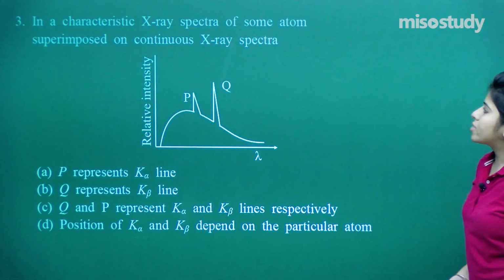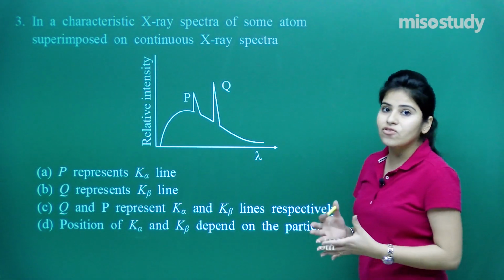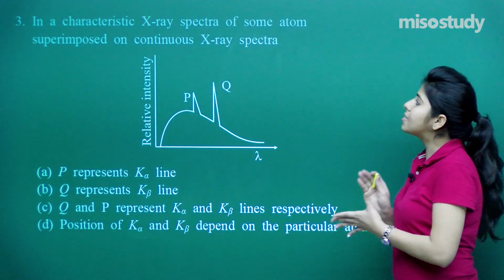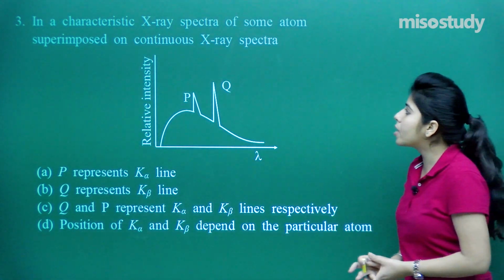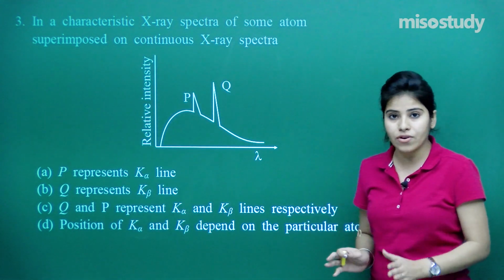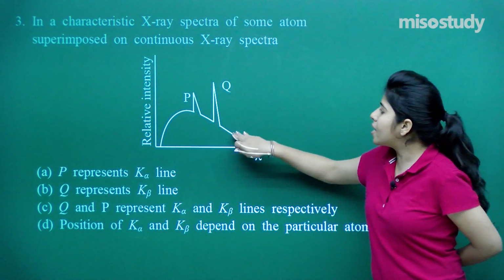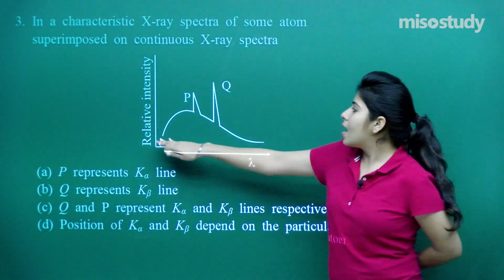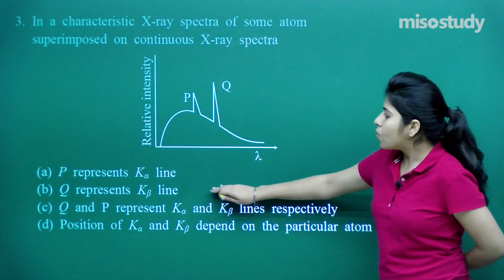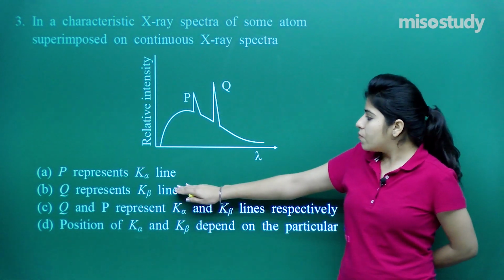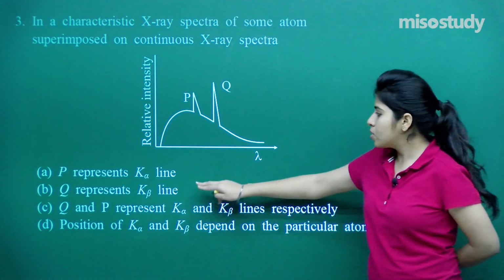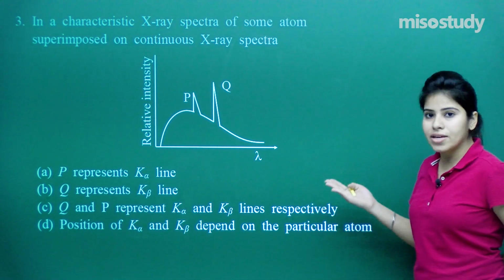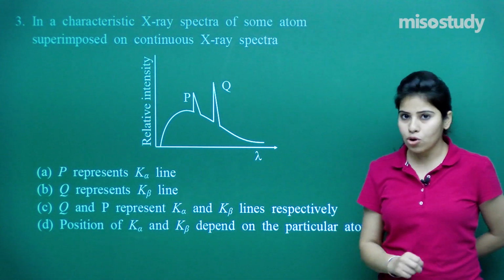So in this question, what I can see is that an X-ray spectrum has arrived before me. We have been given that the characteristic X-ray spectra of some atoms is superimposed on the continuous X-ray spectra. We have been given these two peaks P and Q, and in the graph this is the lambda axis and this is relative intensity. What we have to tell is whether P represents the K alpha line and Q represents the K beta line, or Q and P representing K alpha and K beta respectively, or the fourth option.